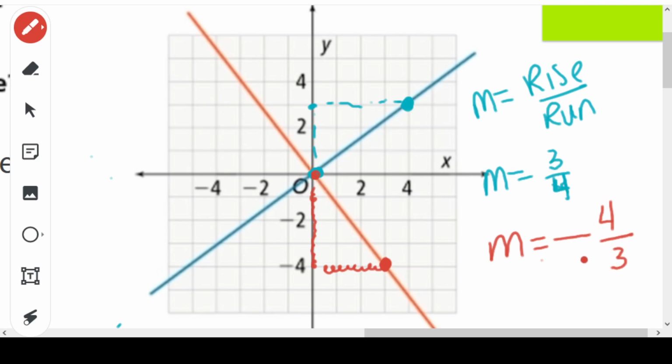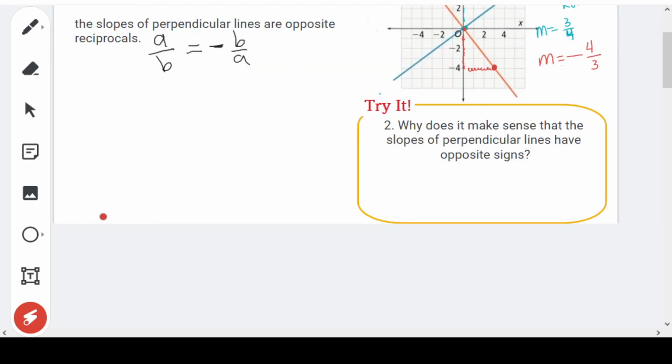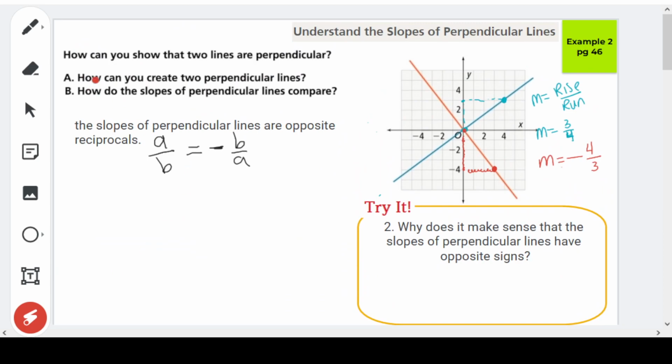So my two slopes are 3/4 and negative 4/3. So they are opposites because they have opposite signs. And they are reciprocals because 3/4, if you flip it upside down, is 4/3. That's how you know that it's perpendicular. So if I double back to answer A, you need to take the slope of the first line, find the opposite reciprocal of it, and draw a line there that has that slope, okay? I don't use the weird triangles like they do in their video.